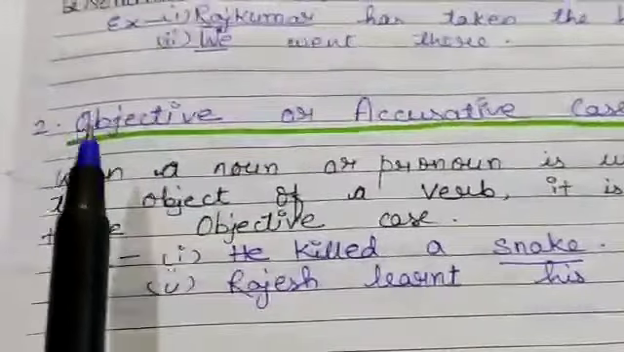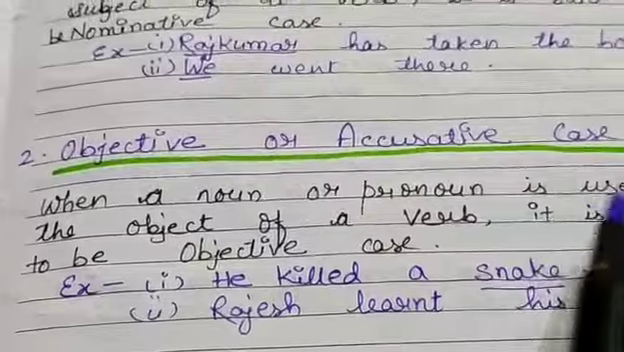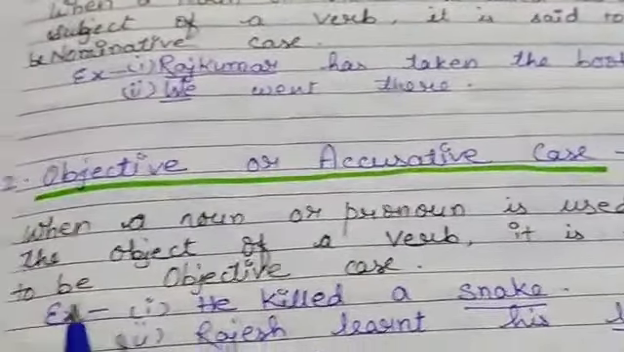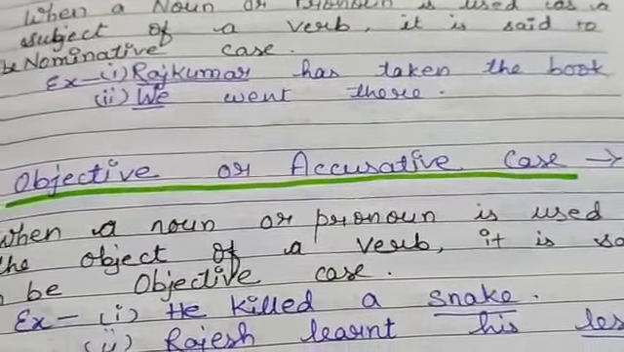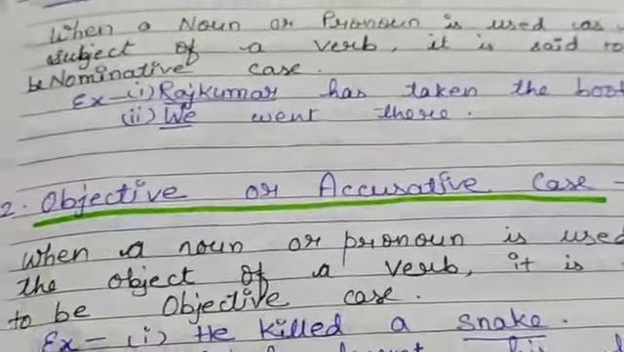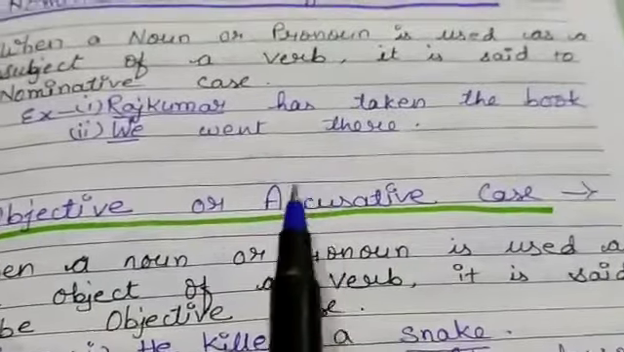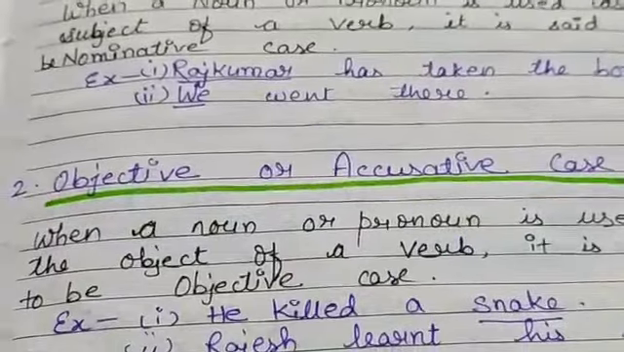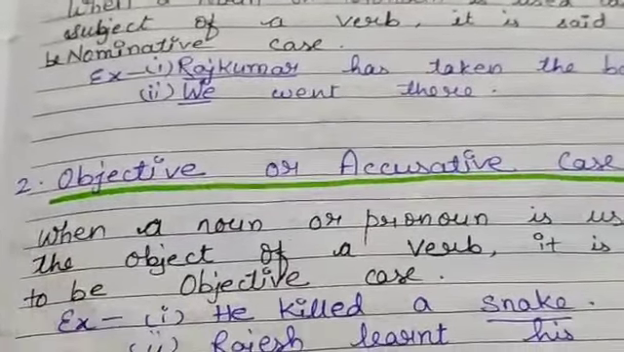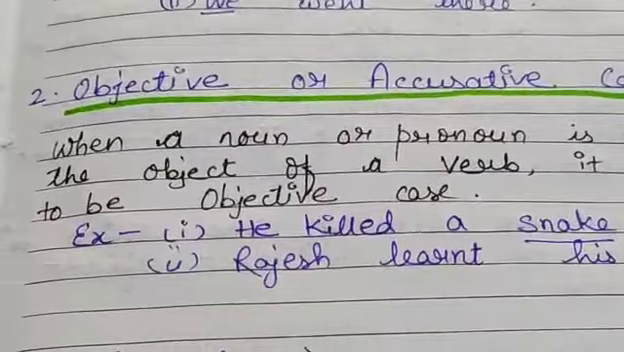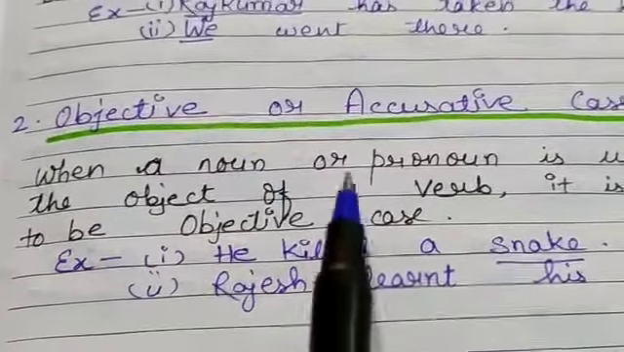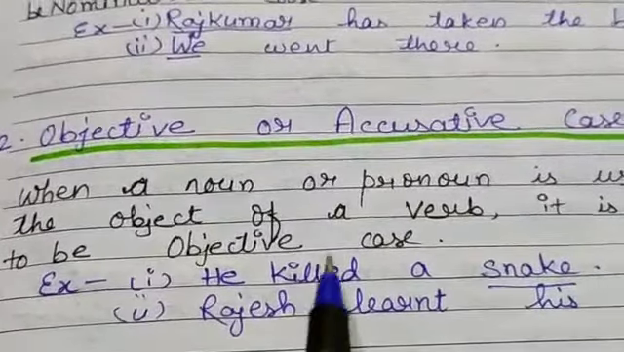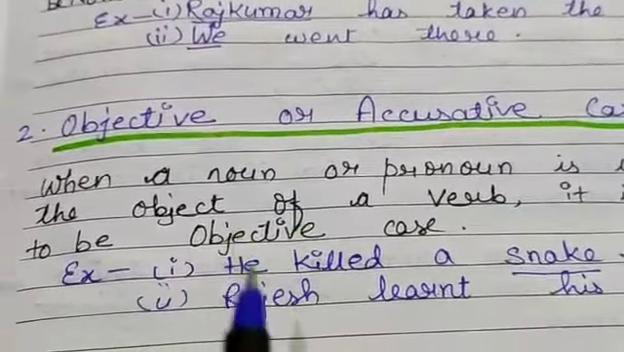Now comes to objective or accusative case. When a noun or pronoun is used as an object of a verb, it is said to be the objective case. Accusative means what is receiving the action. When you learn subject and object, subject is always the doer of the action and object is the receiver of the action. So, accusative case means the word which acts as a receiver.